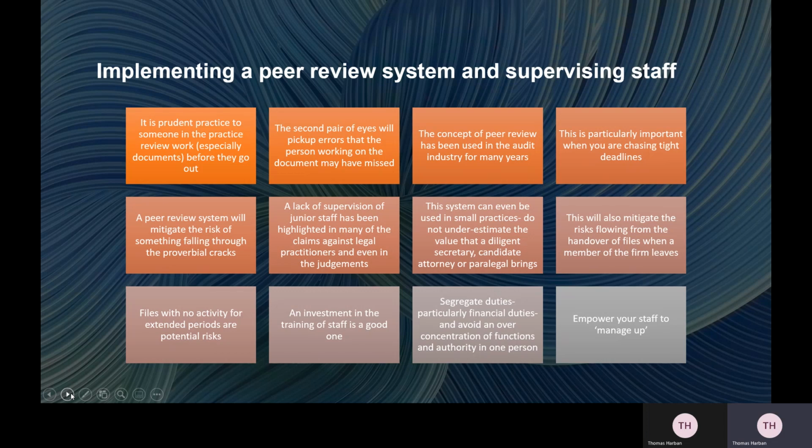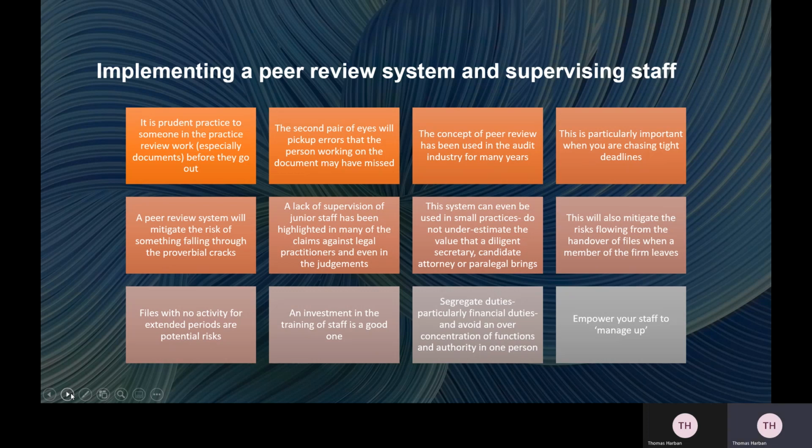If you are in a small practice or even a sole practitioner, you may ask then who will you use for your peer review system? Secretaries, candidate attorneys, and paralegals are very, very useful people. They are resourceful and in many instances very diligent. They have an important part to play, and empowering them to just look at your documents for you, they will learn from that, but they will also pick up any potential areas.